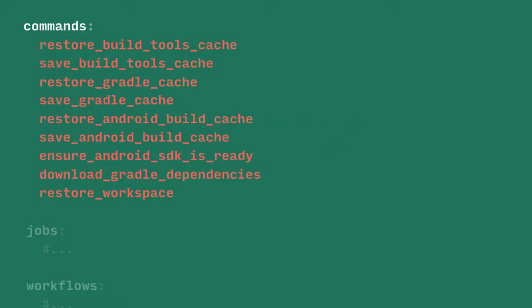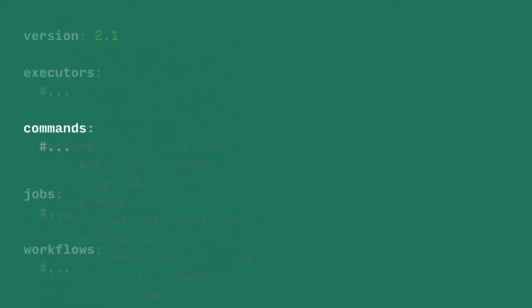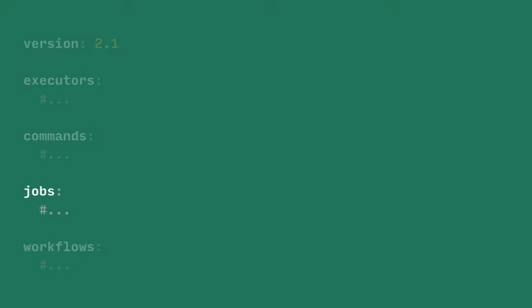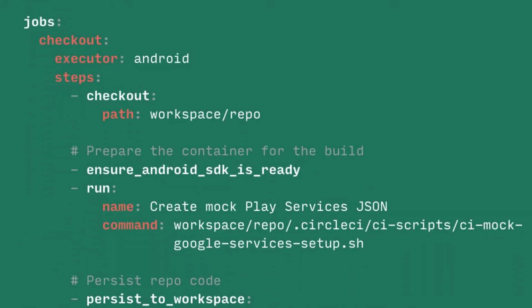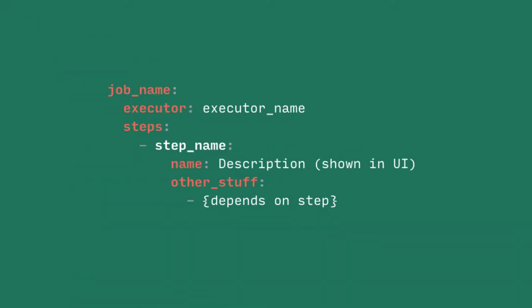There are 9 commands in our build: save restore, save restore, save restore, and then 2 other utilities, and then restore workspace. They're all very easy, so I'm not going to spend more time on it. Jobs is a section that contains a list of jobs. Now, jobs are again a list of steps.